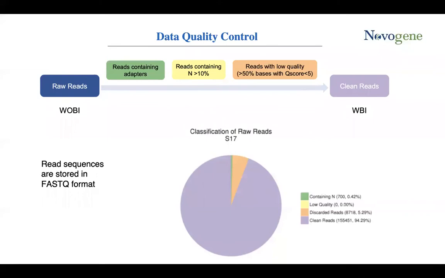And at Novogene, all read sequences are stored in FASTQ formats. And we will include this pie chart in this data QC report, which will show the percentage of different kinds of reads that I have mentioned above.